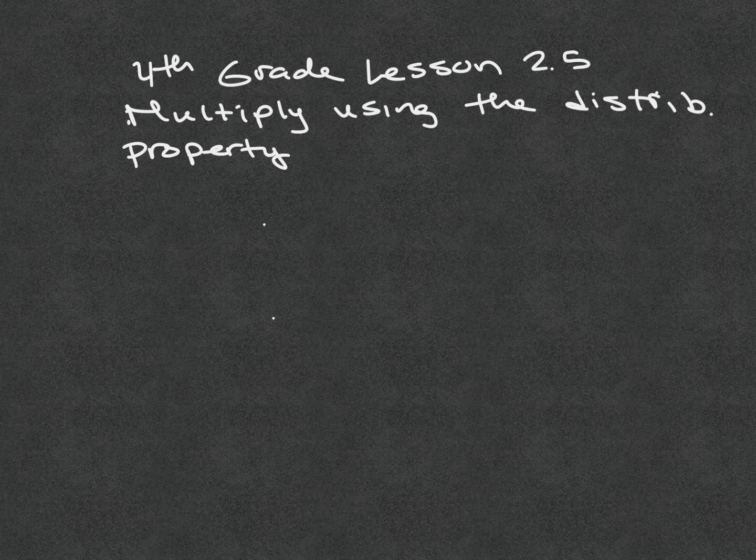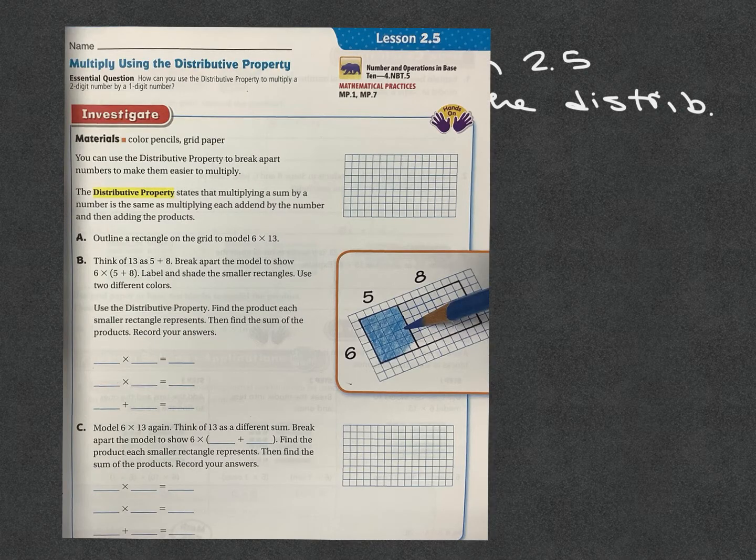It will help your foundations build so that when we go into the multiplication algorithm that most of us use as adults, it makes sense, because that is use of the distributive property. All right, so this investigation helps us see how we can break numbers up to make them easier to multiply with. It also helps you more easily multiply in your head and maybe not have to use paper. You can use the distributive property to break apart numbers to make them easier to multiply.